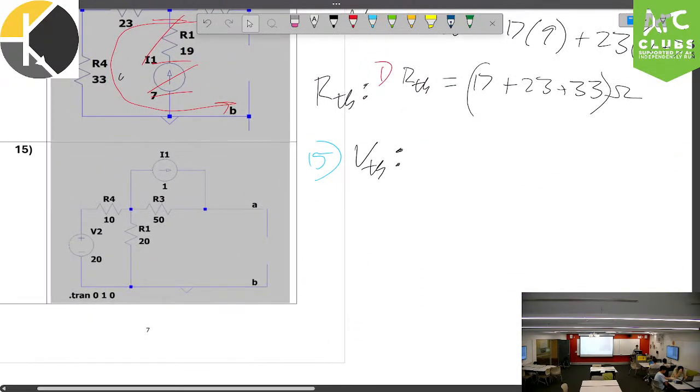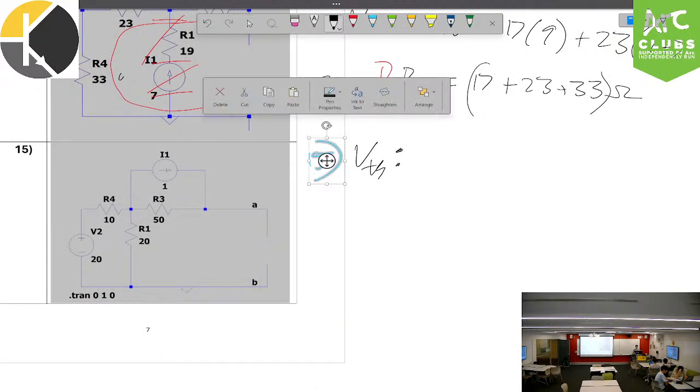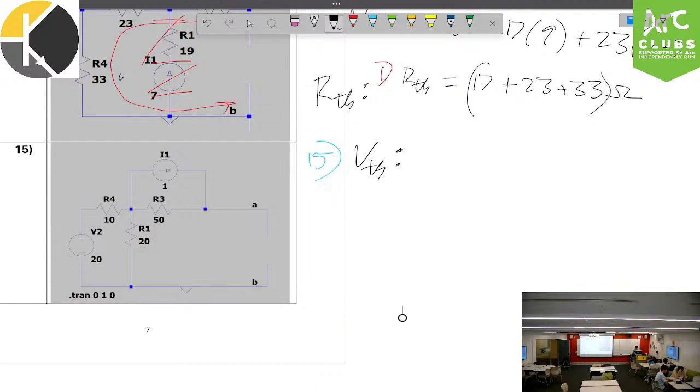Thevenin, can we use a different method for it this time? Previously, I used meshes. How about we try using nodes? Right? Let's try nodal for this one. Nodal. With a big exclamation marks. Okay. So, what nodes do we have? We have VA and we have VX.